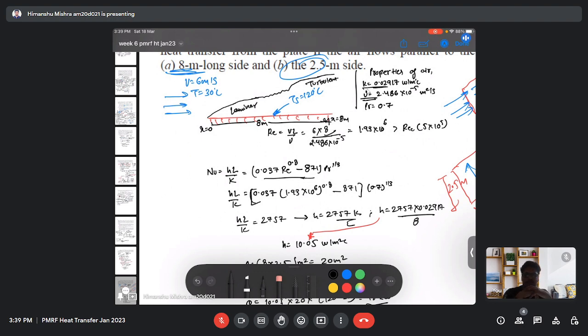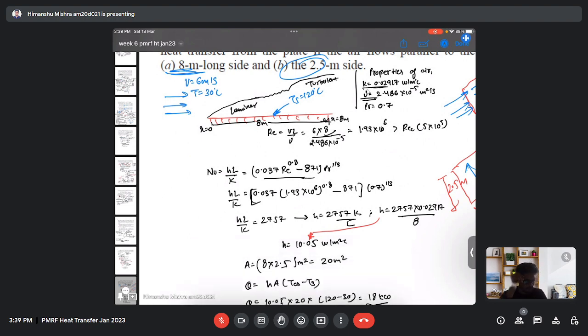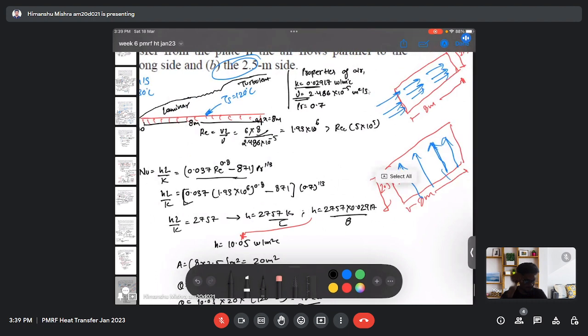So we have given the two conditions. First, when the flow is along the length, which is 8 meter. So we define our length as 8 meter in the Reynolds number equation, so 8 meter here is the characteristic length. We use that length in the Nusselt number problem and the Reynolds number problem.